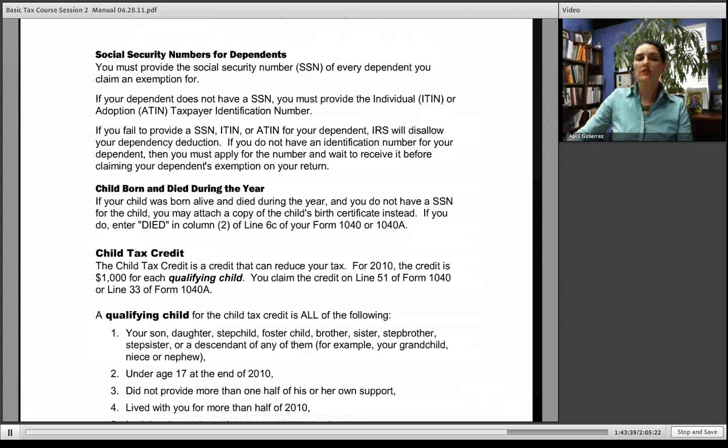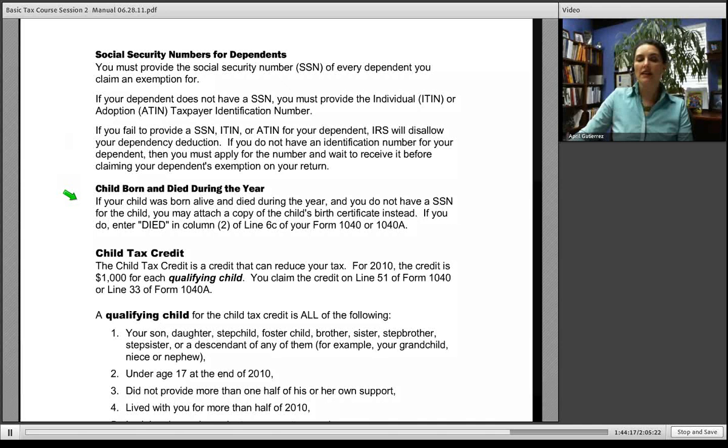Some additional notes that you should remember about claiming dependents. One of them is that you have to have a Social Security number for your dependent. You must provide the Social Security number of every dependent you claim an exemption for. If your dependent does not have a Social Security number, you must provide the individual taxpayer identification number or adoption taxpayer identification number. If you fail to provide one of those 3 numbers for your dependent, the IRS will disallow your dependency exemption. If you do not have an identification number for your dependent, then you must apply for the number and wait to receive it before claiming your dependent's exemption on your return.